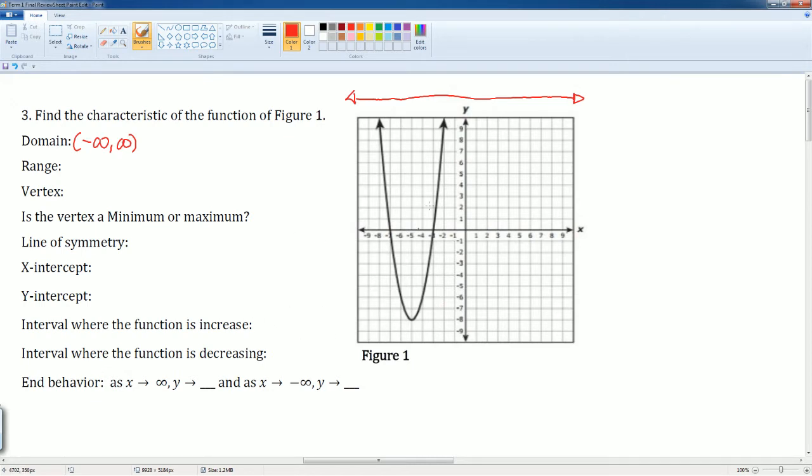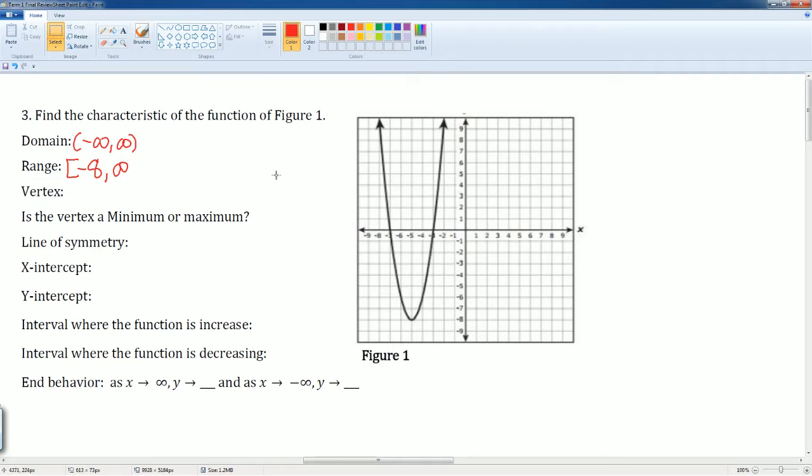The range, the smallest value here is -8. And goes all the way up to the value of infinity. And so we would say that is, close it, bracket, -8, comma, all the way to infinity. So that would be the domain and range so far.